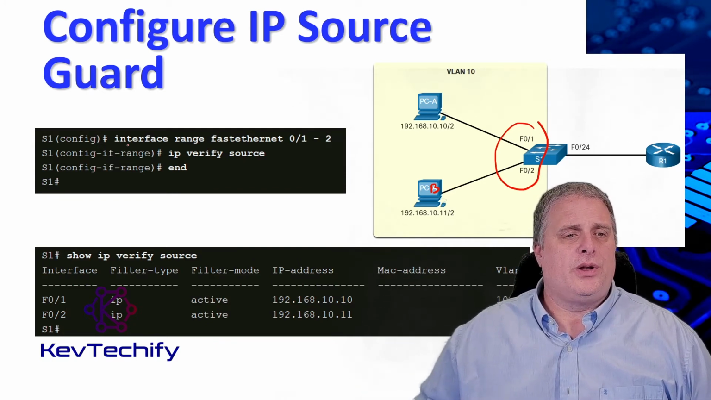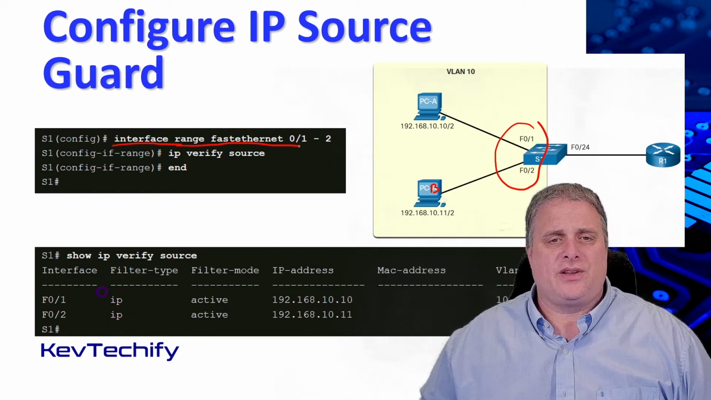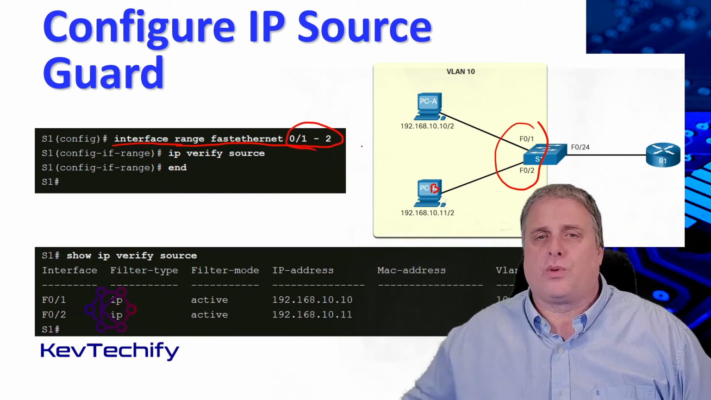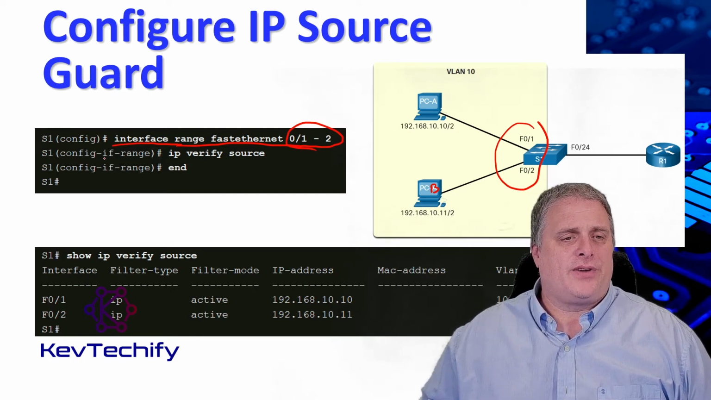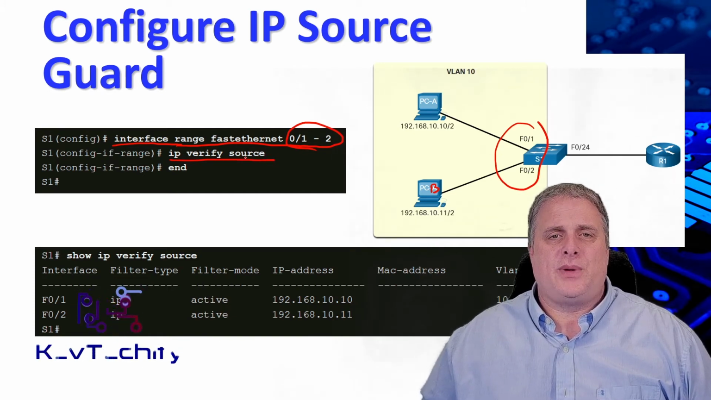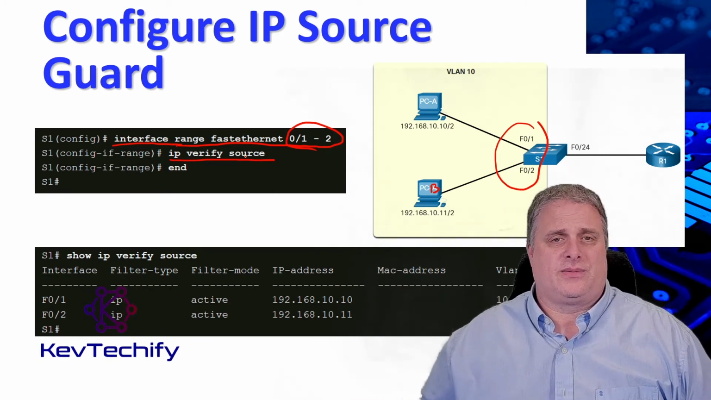To do that, we go into the interface. We're going to use the range command, so FastEthernet 0/1 to 2. We'll do both of those ports, but you could easily do 0 to 24 or whatever fits your situation. Once we're in that interface range, it's the ip verify source command. You enter that in, and that enables IP source guard for those interfaces.